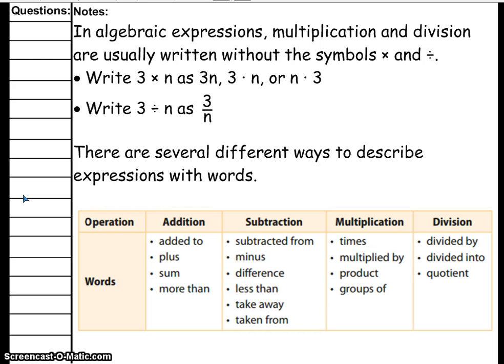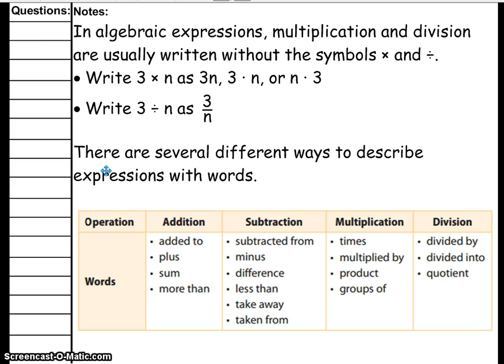In algebraic expressions, multiplication and division are usually written without the symbols, and you've seen this before. Instead of having the multiplication sign, you have the number and the letter right next to each other. This means multiplication, or you have the dot. And then you have division. Instead of having the division sign, you have it written in fraction form, 3 divided by n.